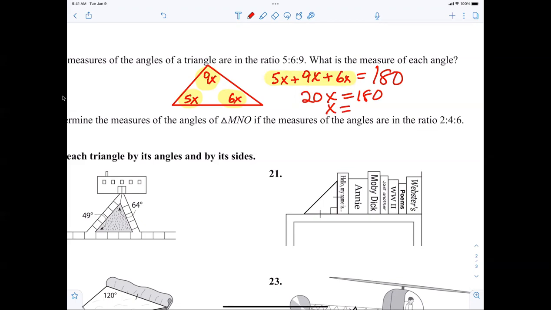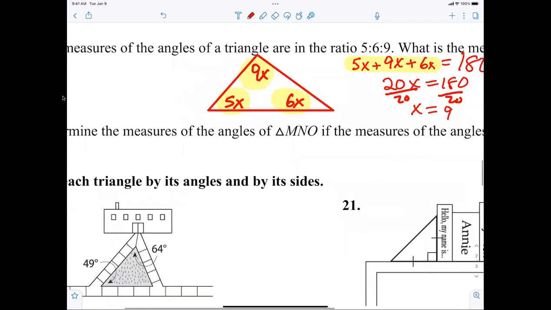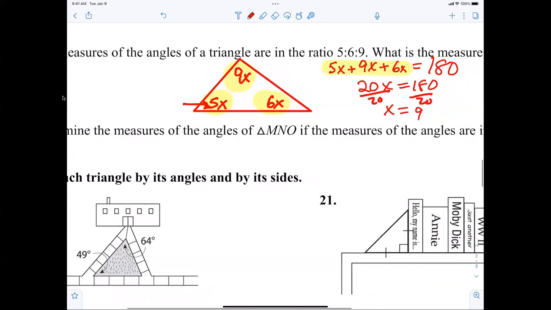If 20 times x is 180, x must have been what? 9. Very smart. 180 divided by 20 is 9. You divide both sides by 20. Now, here's the tough part. So what's the measure of this angle right here, guys? 45 degrees. That is correct.